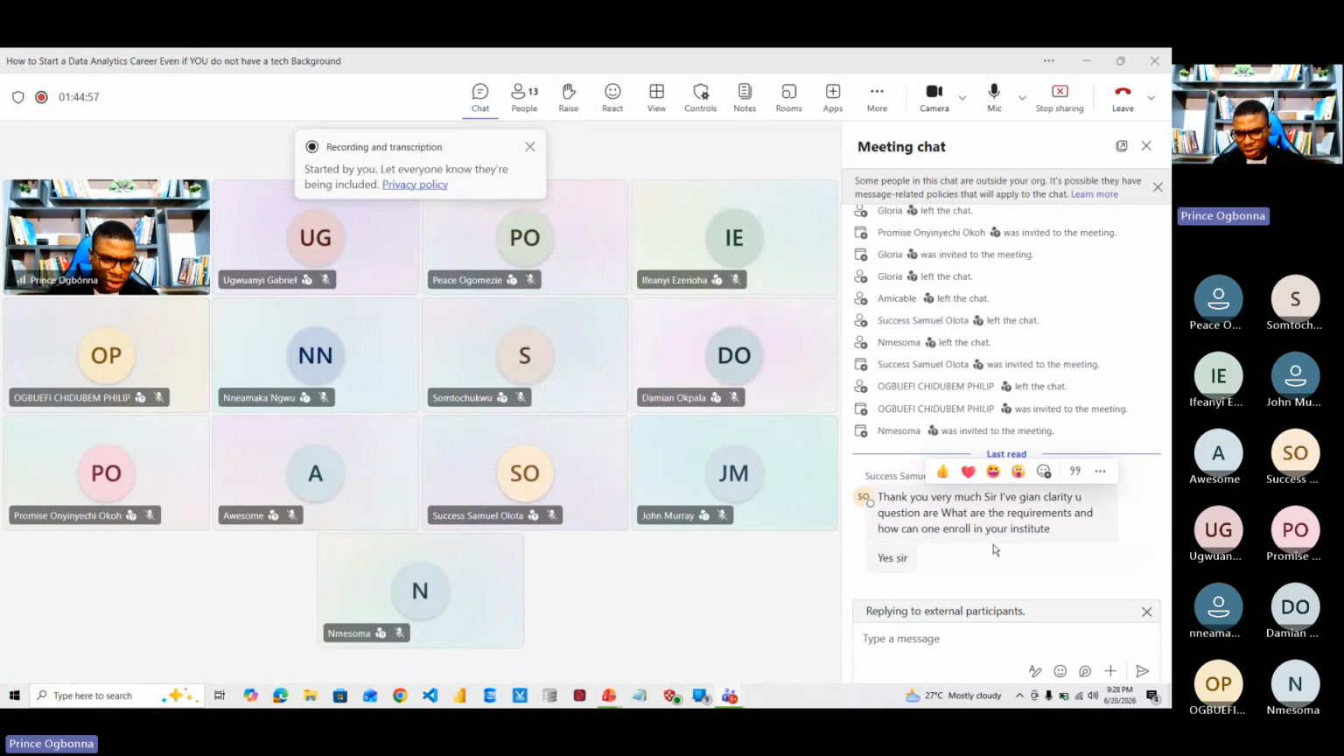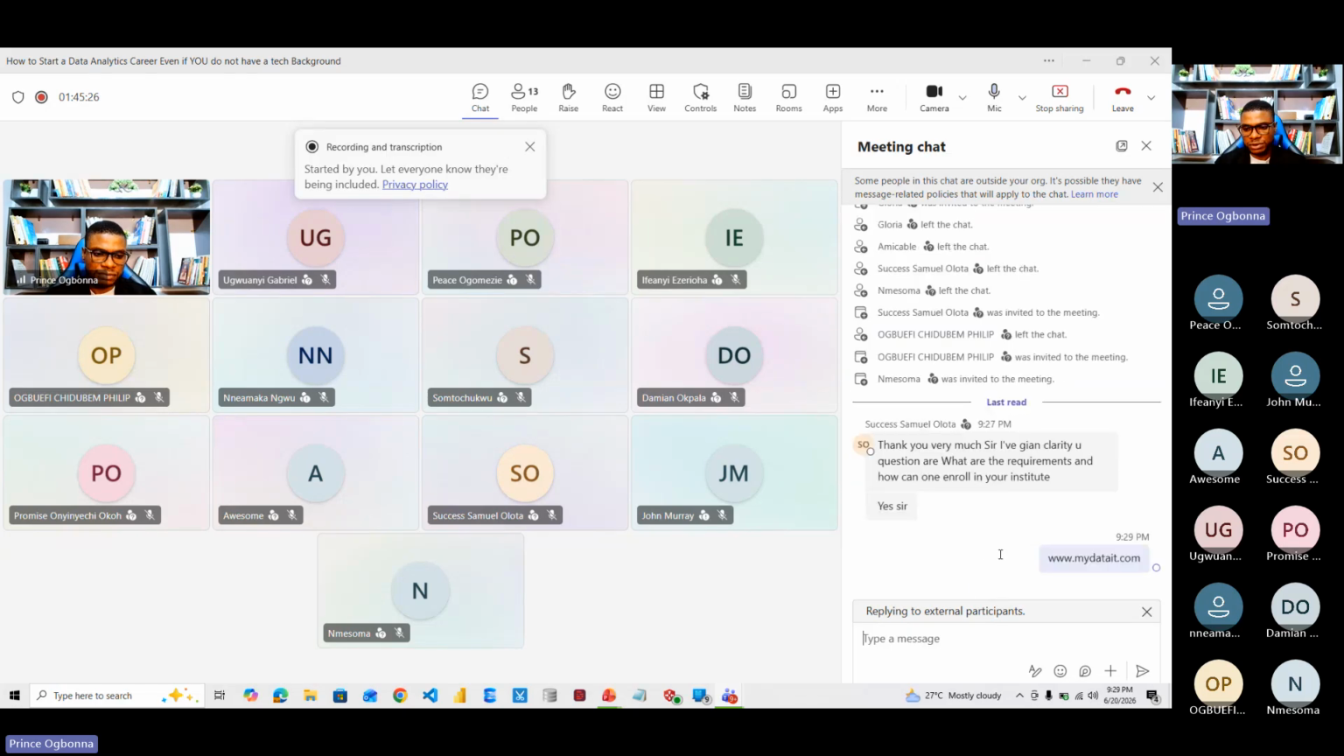Okay, what are the requirements to? Okay, the requirement is simple. Just have a laptop and internet. Right? Have a laptop and internet. That's just what you need. You don't need any knowledge of data analysis to do well in our program. This is the web application here that you can check out and then see the programs.